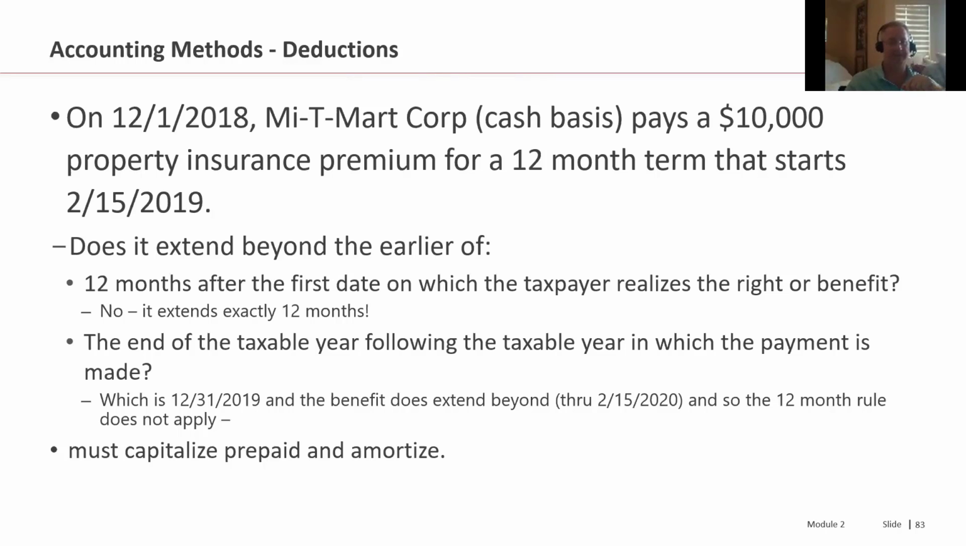be for book purposes. So the 12-month rule is basically an escape hatch for a cash basis taxpayer that allows them to deduct something when it's paid, even though it creates a prepaid. So the idea is, we really don't want basic taxpayers having to track prepaid assets.